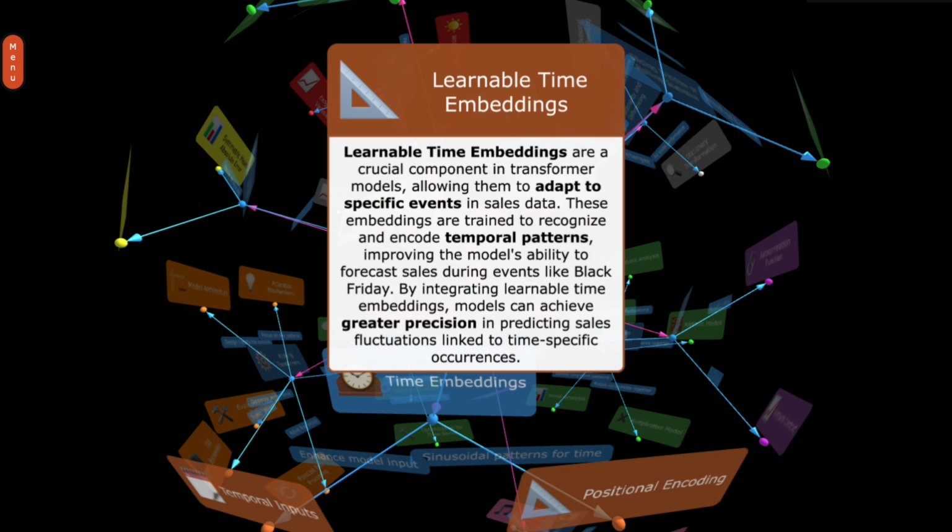Learnable time embeddings are a crucial component in transformer models, allowing them to adapt to specific events in sales data. These embeddings are trained to recognize and encode temporal patterns, improving the model's ability to forecast sales during events like Black Friday. By integrating learnable time embeddings, models can achieve greater precision in predicting sales fluctuations linked to time-specific occurrences.